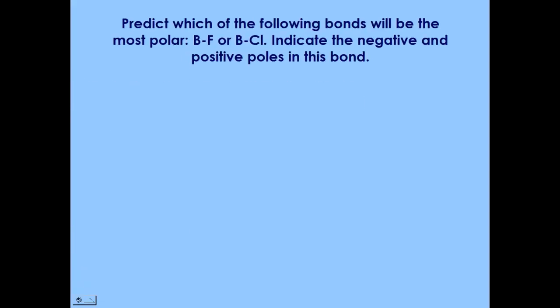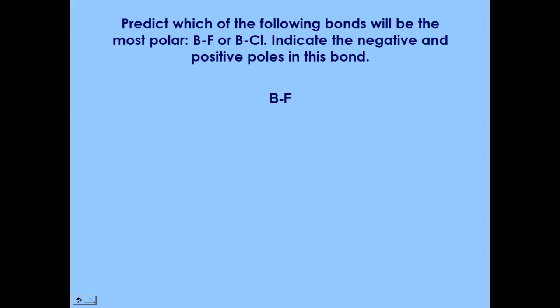Okay, and the last one I'm going to have you look at, I believe, is BF and BCl. I want you to predict which bond would be more polar. So we're looking to see which one would have a greater distance between the two elements, BF and BCl. And I think if you look on your periodic table, you're going to see that BF is more likely to be polar, just again because fluorine's so electronegative.